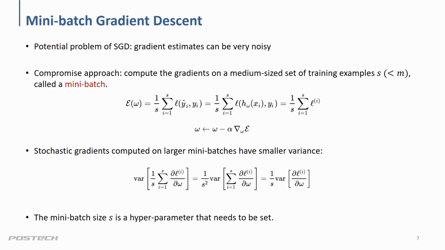Any questions so far before I move to mini batch gradient descent? No? Okay, so this is the mini batch. This is the final one that I believe we're going to use very often in actual implementations. The potential problem of stochastic gradient descent is that it is very noisy, as I just mentioned in the previous slide.